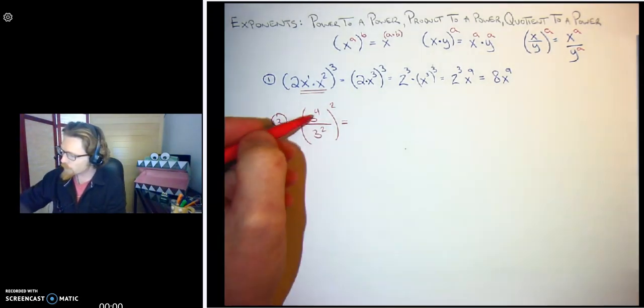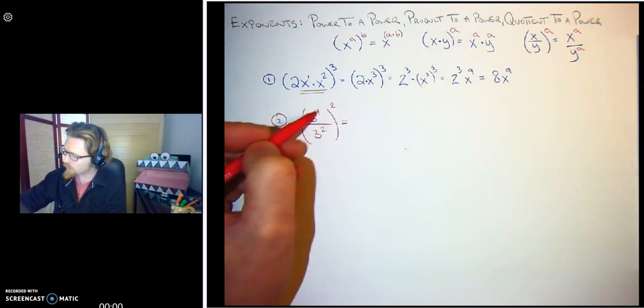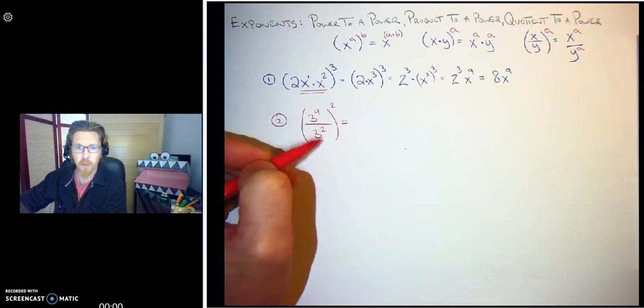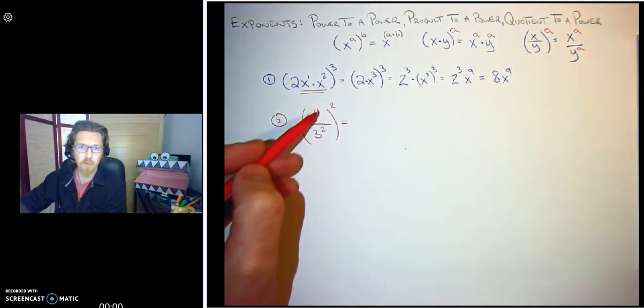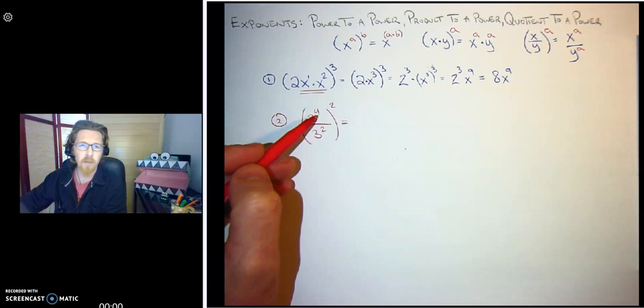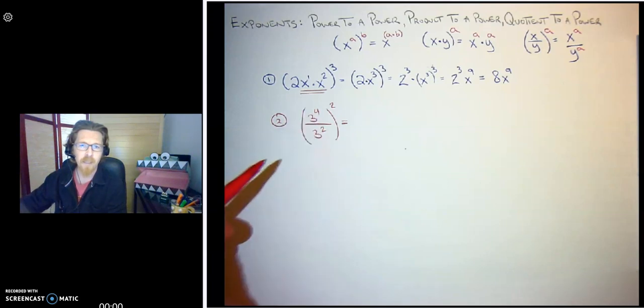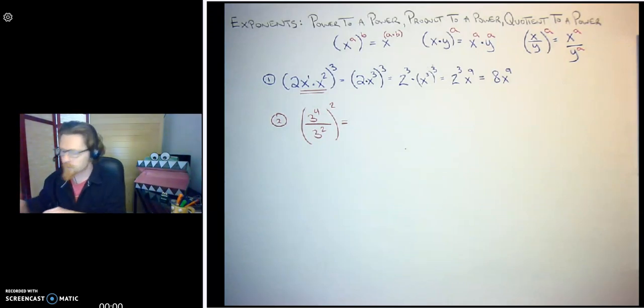Now there are a couple of things happening. I could apply my quotient to a power rule and distribute this squared to both of these. This also is a power to a power rule, so these would get multiplied. But I do see that I have a quotient of the same base, so I can subtract my exponents inside first. I always like to simplify my parentheses first.